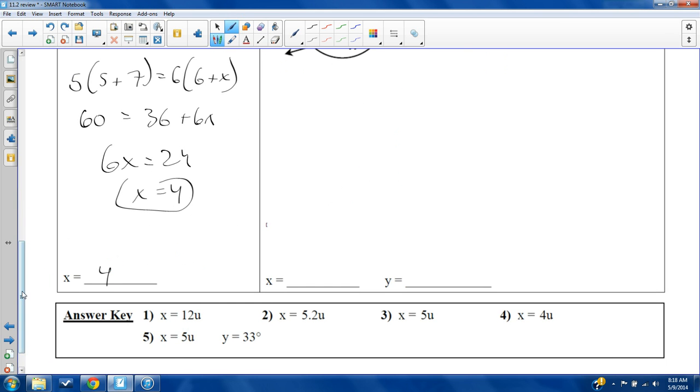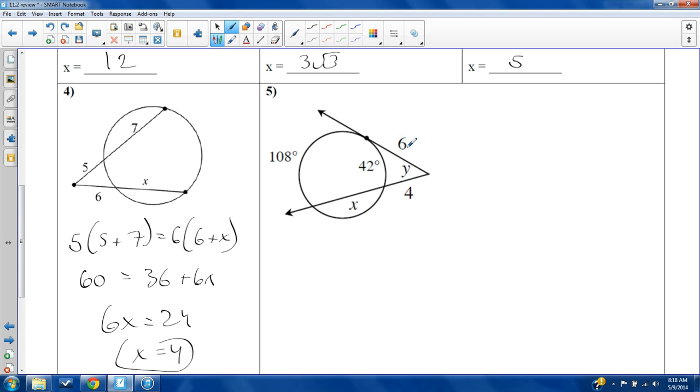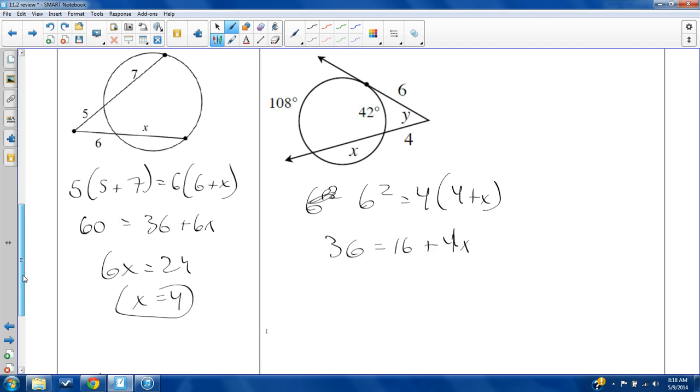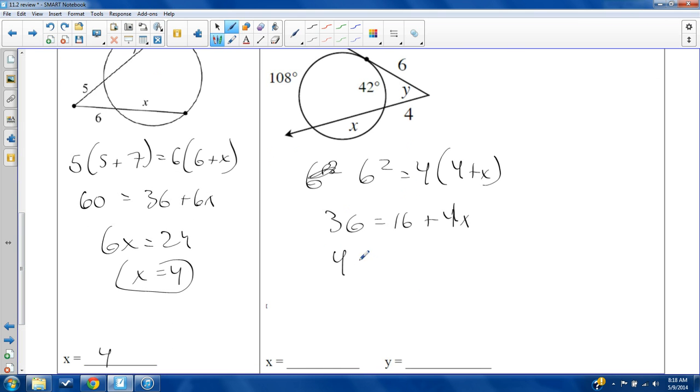Okay. And finally, last one here. Let's do the lengths first because we're practicing it. Outside times whole thing. 6 times 6. That's 6 squared. Equals outside times whole thing. 36 equals 16 plus 4x. 4 times 4, 4 times x. Subtract 16. You get 4x equals 20. So x equals 5.